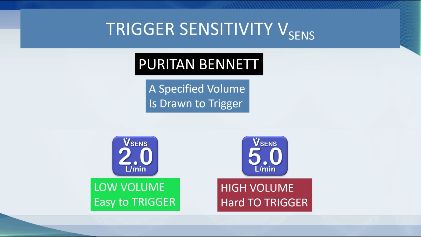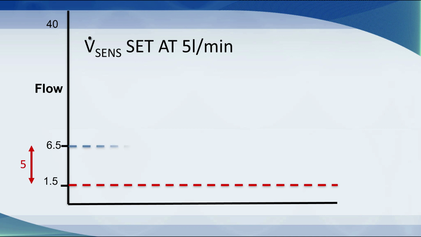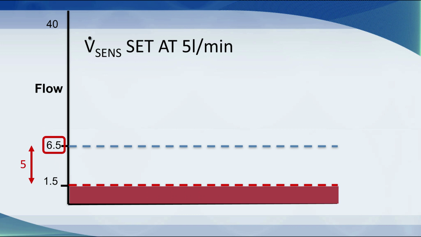And what actually happens is this. If you set the Vsens at 5 litres per minute, the base flow is 1.5 litres per minute. This is just a clearinghouse around the machine. And you have a difference of 5 litres between that base flow and the bias flow, okay? So the bias flow is 6.5 litres. We're going to colour these in now. This red zone is the base flow, and this yellow zone is the bias flow.